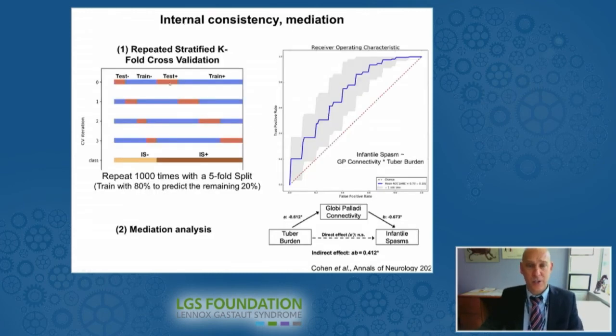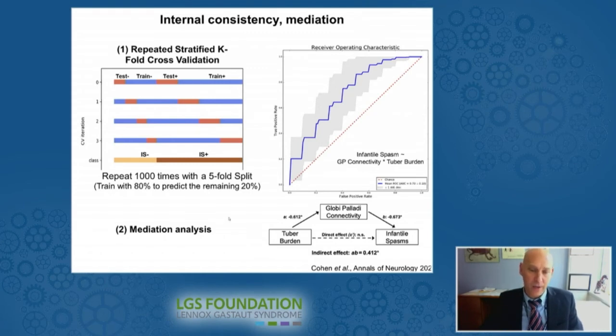And then you can chop up the data set in various ways and repeat and even plot an ROC curve. It does not have a very strong predictive value, but I think it gave us really a nice insight into the pathophysiology of spasms rather than being a real predictor. And you can see that tuber burden also played a role. So if you have more tubers, then you have a higher chance of having infantile spasms. And if you have tubers that are connected to the globus pallidus, then you also have a bigger chance of having spasms. Now the question is, which one is more important?